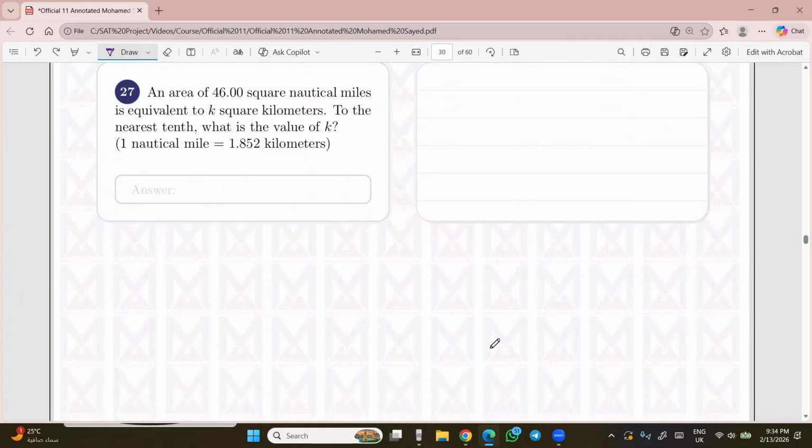Question 27, which is the last one. An area of 46 square nautical miles is equivalent to k square kilometers. Be careful, squared. To the nearest tenth, what is the value of k? And we have this conversion rule. Nautical mile, let's name it n mile, and kilometers, let's make it km.